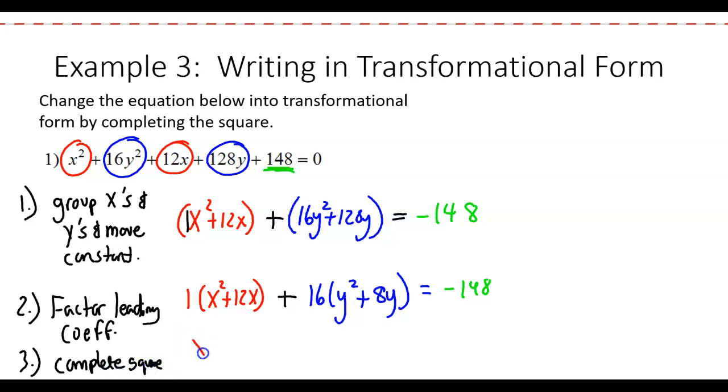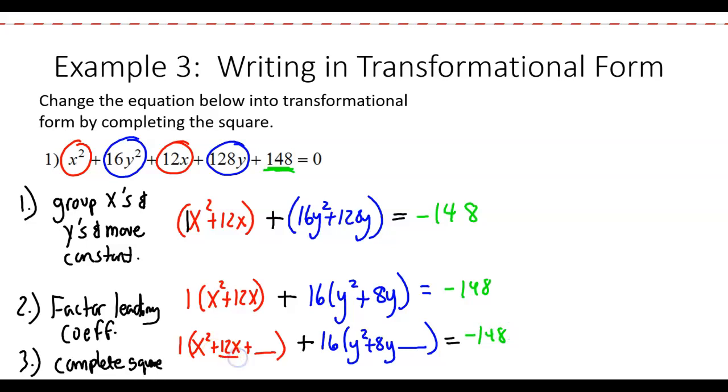That means we're going to be adding a number in each one of these sets of parentheses. All right, so let's see if we can figure out what that number is. If I take half of 12, I get 6, and if I square that, I get 36. If I take half of 8, I get 4, and if I square that, I get 16.